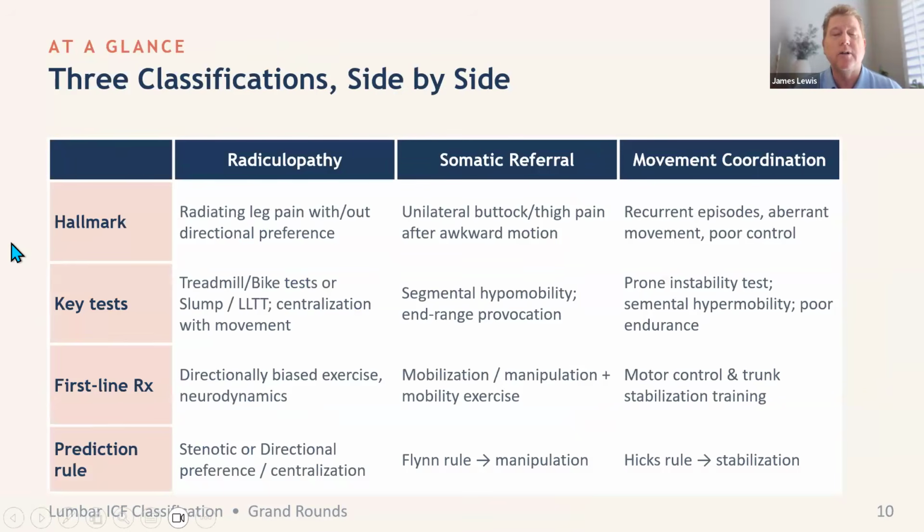So if we take all three of these categories, put them up here together, now we start to see some of the differentials for this: radiculopathy, somatic referral, movement coordination impairments. Radiculopathy, obviously, we've got the leg pain. Maybe they have a little directional preference. All the way across the screen to the right, you've got the somatic referral and so forth. Some of the key tests are listed there for you. First line treatment is something that most of us are interested in. What am I going to start to do with this person? And then what does the evidence help support? So just a quick little slide for you.